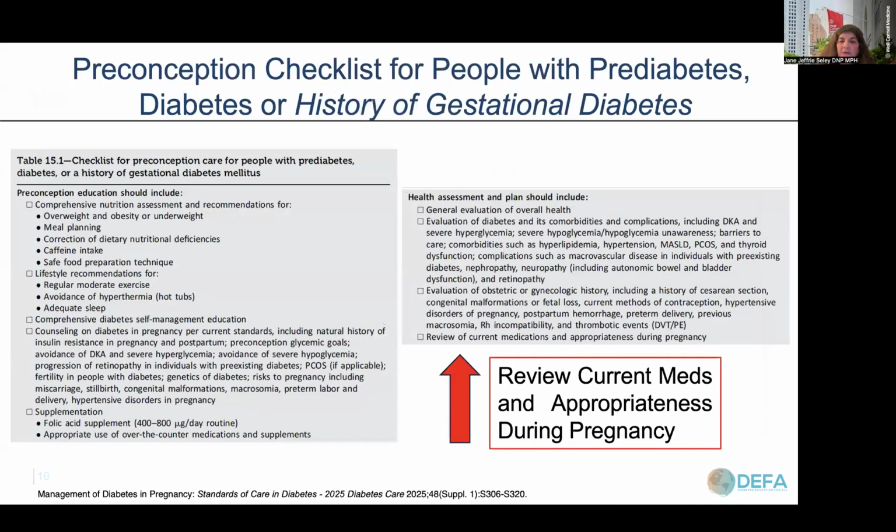In the American Diabetes Association Standards of Care, in their section on management of diabetes during pregnancy, they have this really excellent checklist for preconception counseling for women who are going on to become pregnant, and especially if they have a history with gestational diabetes. There's much information here which you can read at your leisure. This is available open access online. But the one thing I want to point out here is that it's very important we review their current medications before they become pregnant to determine whether they're appropriate during pregnancy.